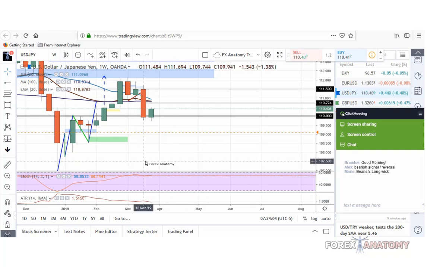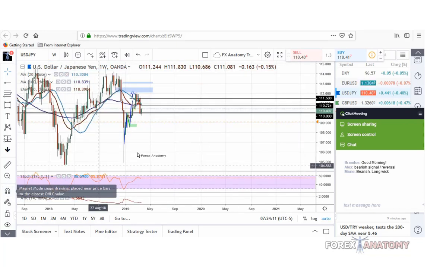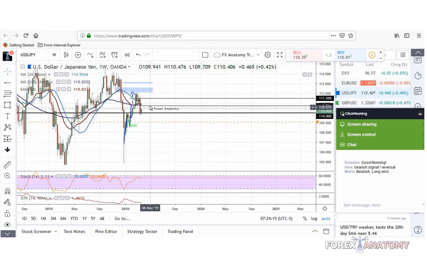Now, what I want to do next is go to the daily time frame. So let me zoom out and go to the daily time frame. But we have this halfway mark at 110.72, you could say, or 110.70. So we need to be mindful of that. But let's go to the daily.